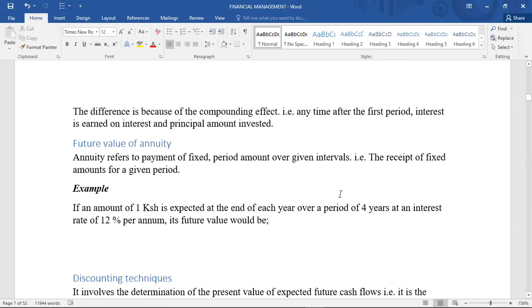We are saying annuity refers to the payment of a fixed amount. If, for instance, every year you're going to be getting 10,000, nothing changes. So it refers to the payment of a fixed amount over a given interval, the receipts of fixed amounts for a given period. When you look at our example down there, I do my calculations.